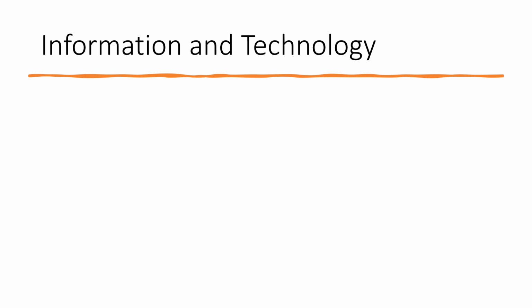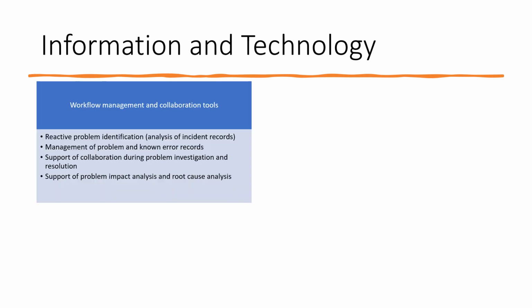The technology and information dimension. Automation solutions for the problem management practice. In general, these applications are used across the organization, not just by the problem management practice. Workflow management and collaboration tools we use for reactive problem identification, management of problems and known error records, support of collaboration during problem investigation and resolution, and support of problem impact analysis and root cause analysis.